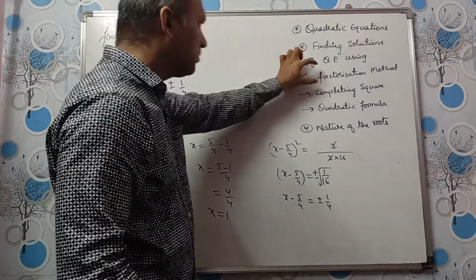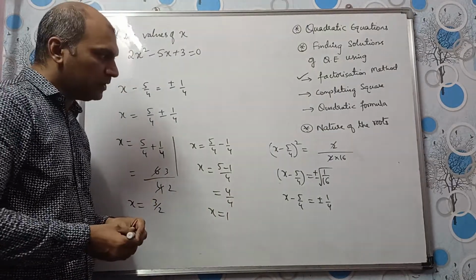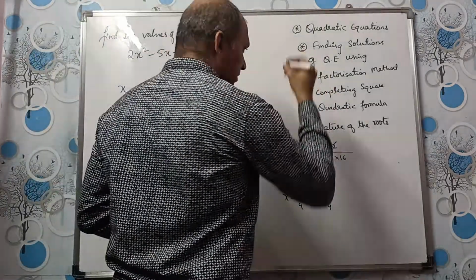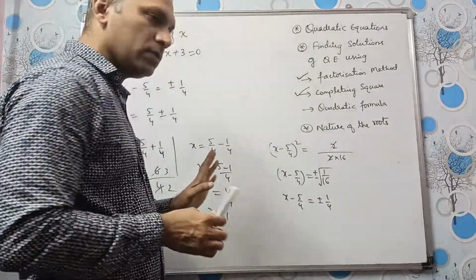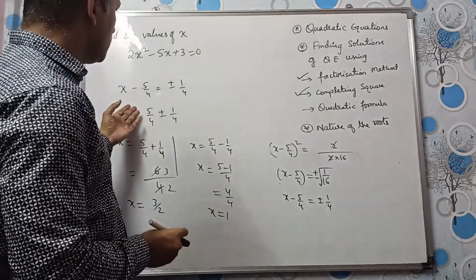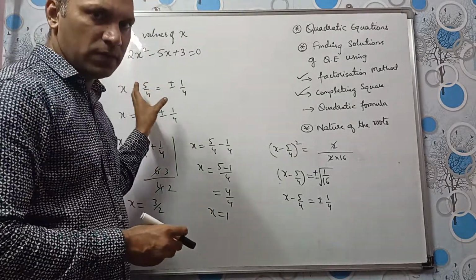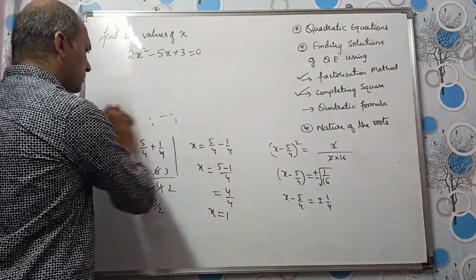Using factorization method also, we got the same values. x is equal to 1, x is equal to 3 by 2. So using completing square method also, we got the same answer: x is equal to 1 and x is equal to 3 by 2. Okay. If this was confusing for you, please watch it again. Alright. Now, let us use quadratic formula.